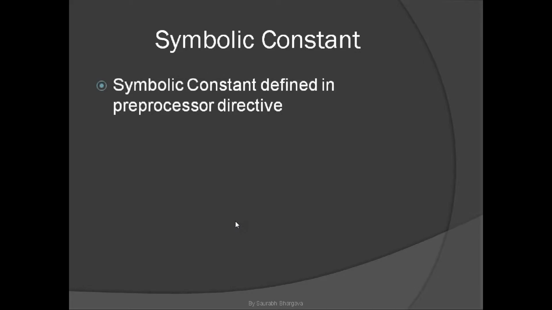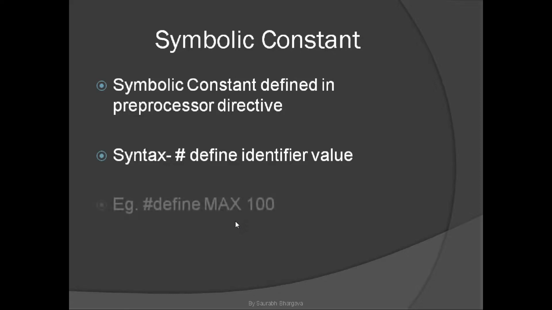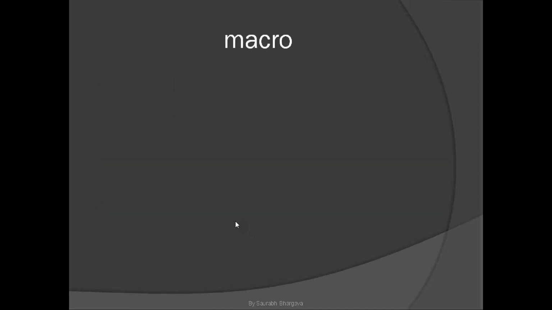A symbolic constant is defined in the preprocessor directive. It is written as #define identifier value, the identifier name and its value. The value is the replacement text. For example, #define MAX 100. MAX value is 100, so it's a symbolic constant. Wherever in the program we write MAX, its value will be replaced with 100. So this is a symbolic constant.